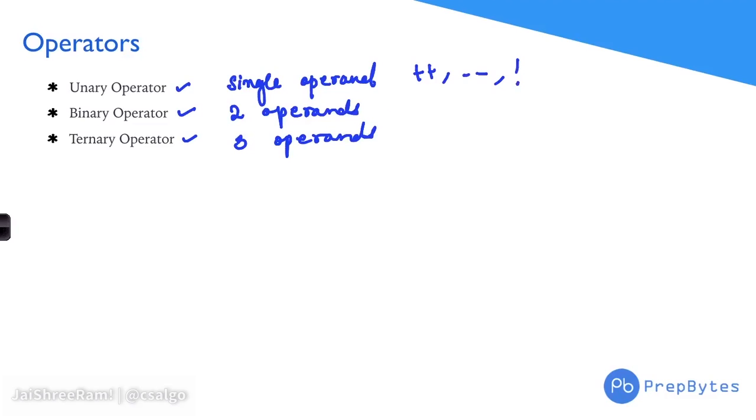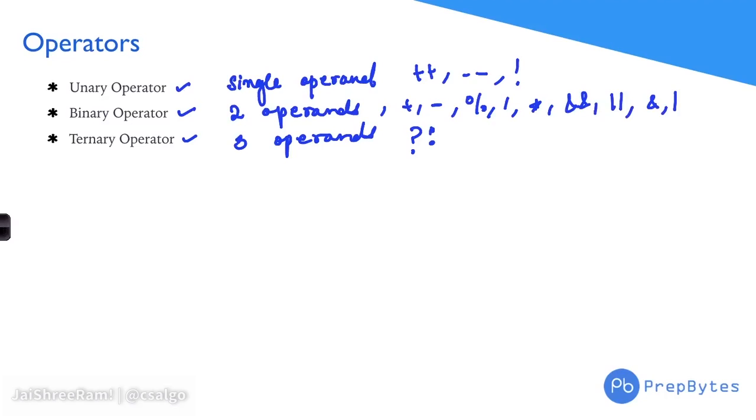Then in the case of binary, we have plus, minus, division, modulo, multiplication. Then we also have and, or. In binary operators, we have mathematical operators and logical operators. In the case of logical, we have and, or, single and, single or. These are some of the operators. In the case of ternary, we have the conditional statement operator.